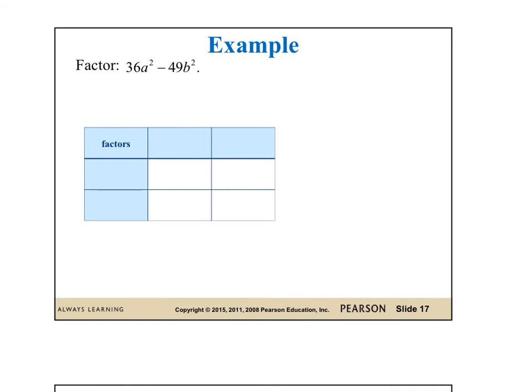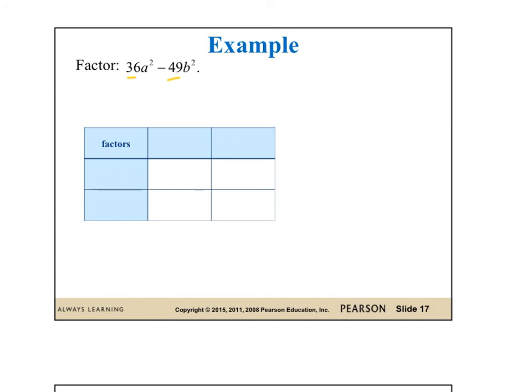This one we have 36a squared minus 49b squared. First thing you want to check for is greatest common factors, but since this one is even and this one is odd, the only factors of 49 are 7 and 7, and the only factors of 36, besides 1 and 36, are 6 and 6, or several others, but they're all going to be even.